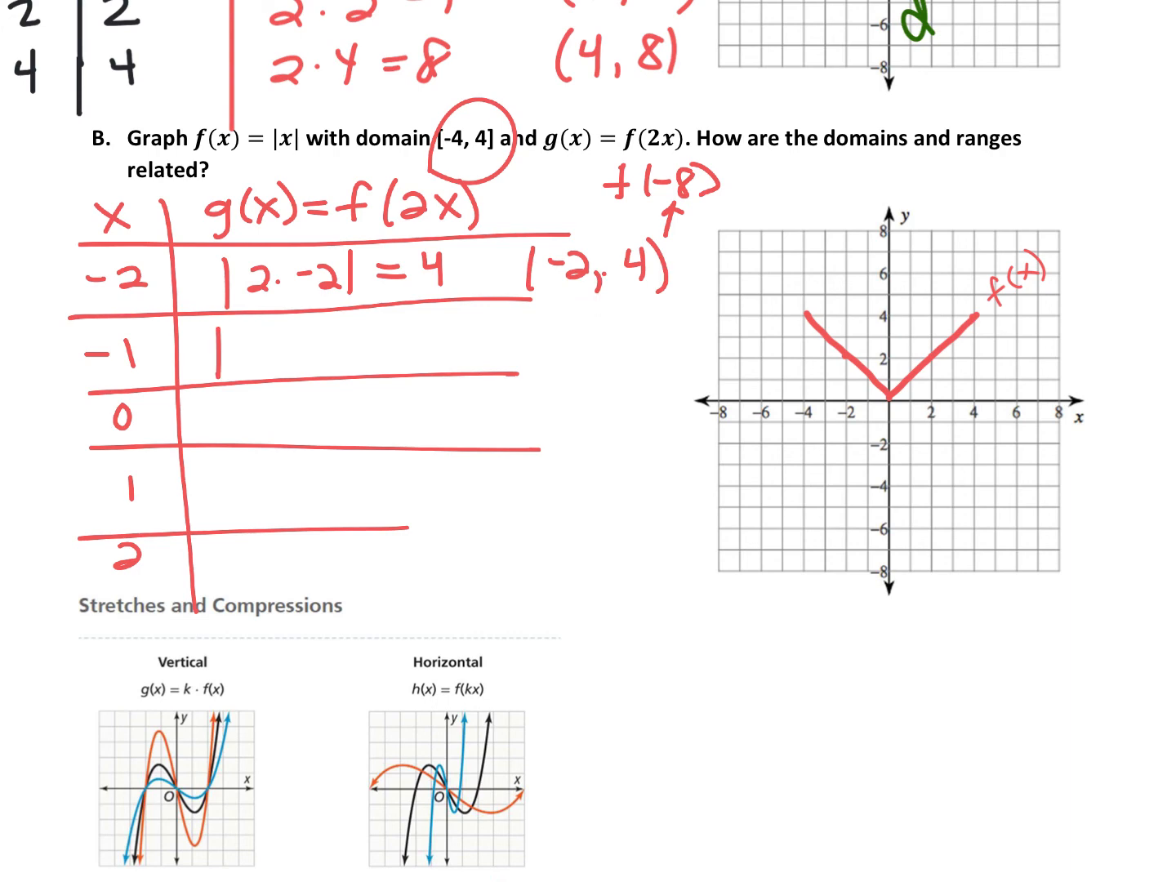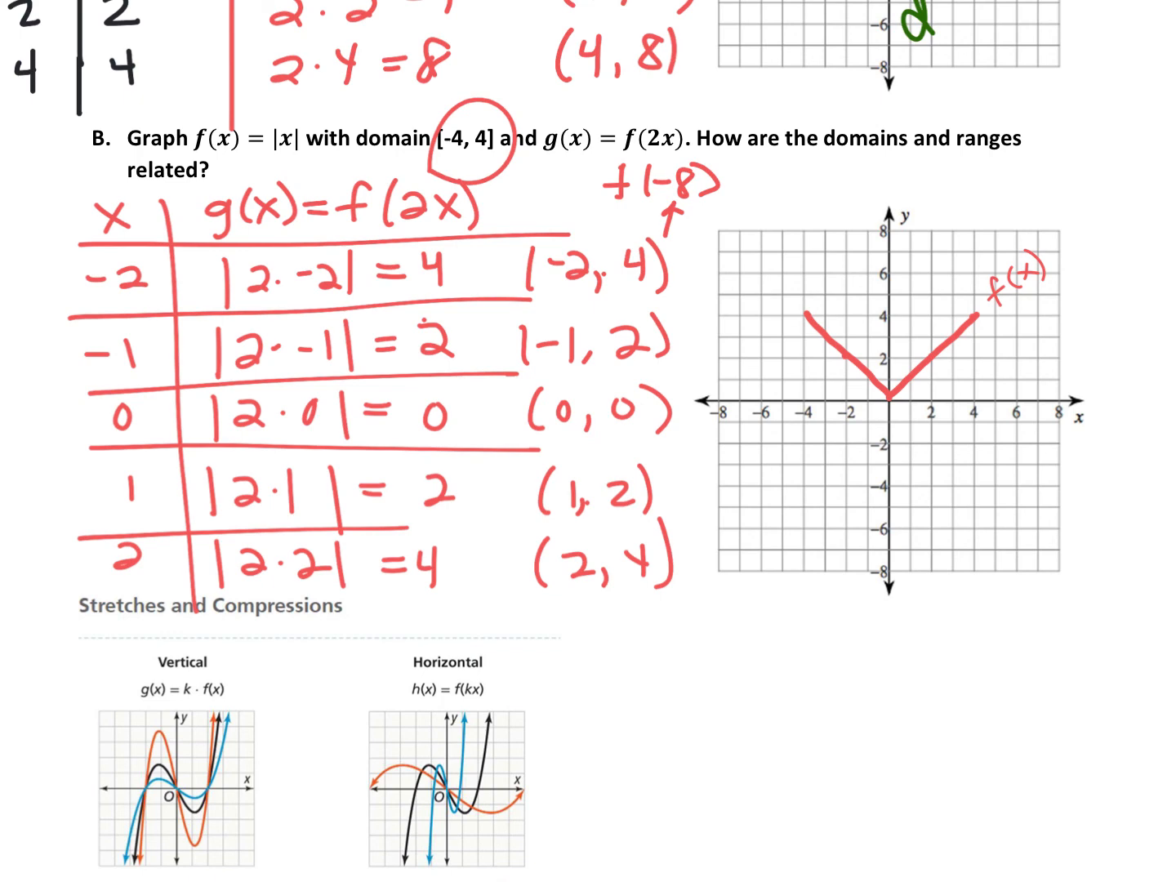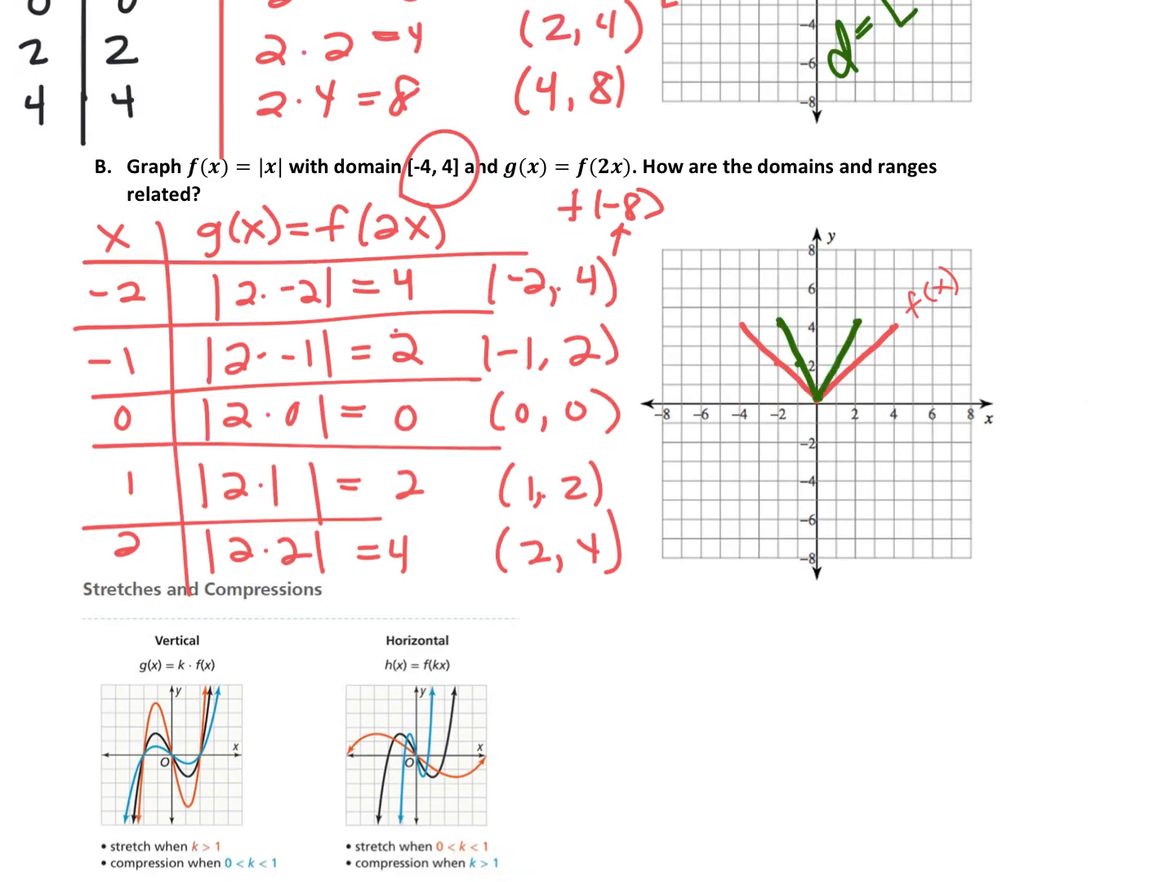Now we're going to do the absolute value of 2 times our new x, which is -1. Absolute value of 2 times -1 is -2, gives us a +2. So we have -1, 2. Absolute value of 2 times our x of 0. 2 times 0 is 0. Absolute value of that is 0. So we still have 0, 0. And then I'm just going to fill in the rest of this chart. Okay, so that's filled in. You can see we have some new points to plot. So I'm going to pause and plot those points, and we can see how our two graphs compare.